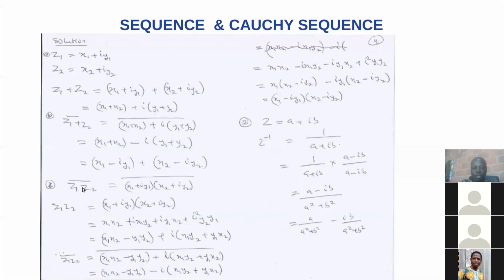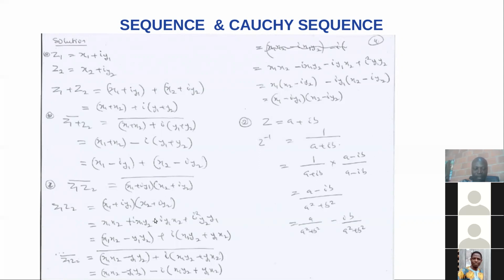Now let's look at the product. If you have z1 times z2, then you look for the complex conjugate. This is z1 and this is z2. If you multiply them together and expand the bracket, you have this: x1 x2 minus y1 y2, because i squared is minus 1. By the time you put them together, you have this expression for z1 z2. Now the question is, if you look for the complex conjugate of the product of the two complex numbers.